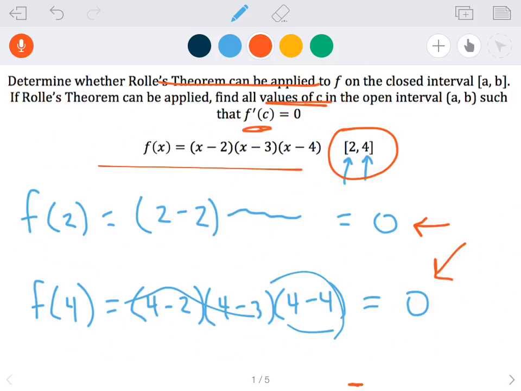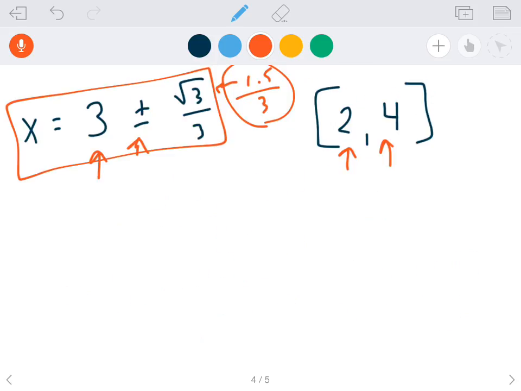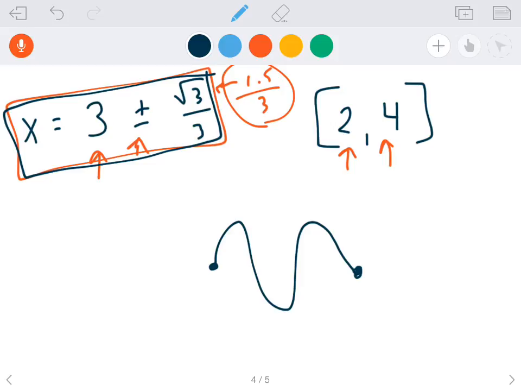It said determine whether Rolle's theorem can be applied. We did that. And then if the theorem can be applied, find all the values of c in the open interval such that the derivative is equal to 0. We found our derivative, we set it equal to 0, we did a quadratic formula, and we got a final answer. X, or c, can be 3 plus or minus the square root of 3 over 3. So Rolle's theorem is when your y values for your endpoints are the same. Doesn't matter what happens in between as long as your endpoints are the same y value.